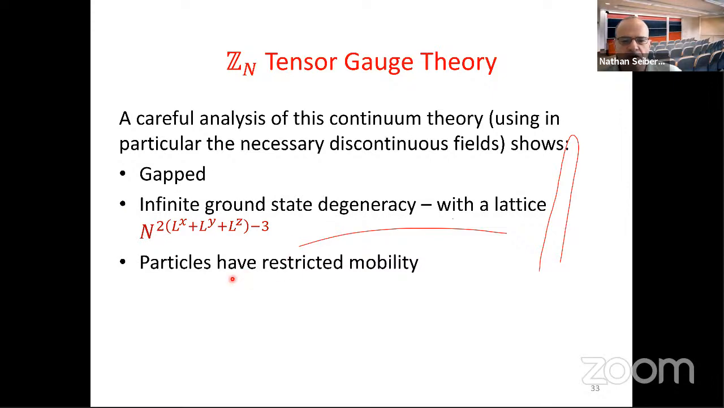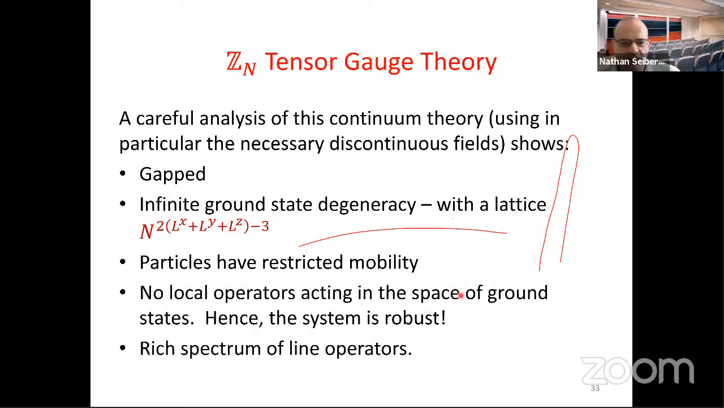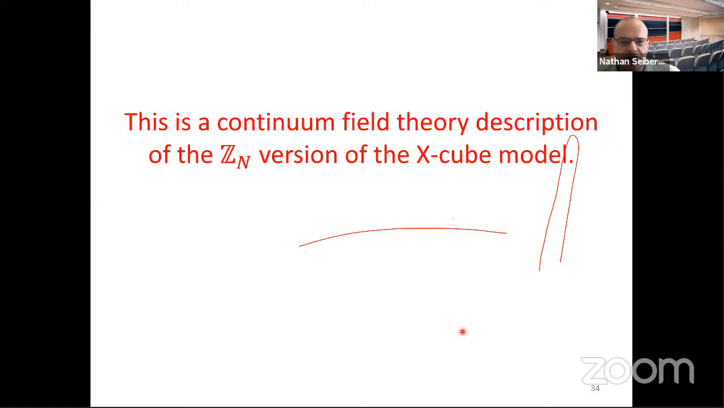Next, we have particles with restricted mobility. So they are particle excitations, and they have restricted mobility. There are also no local operators acting in the space of ground states, and therefore the system is robust. You can deform the system any way you want, as long as the coefficient is small enough, the answers don't change. And there's also a rich spectrum of line operators. This is the continuum field theory description of the Zn version of the X-cube model we have presented earlier. They discuss n equals 2, and here we put arbitrary n.